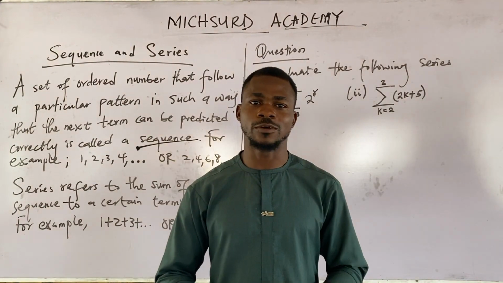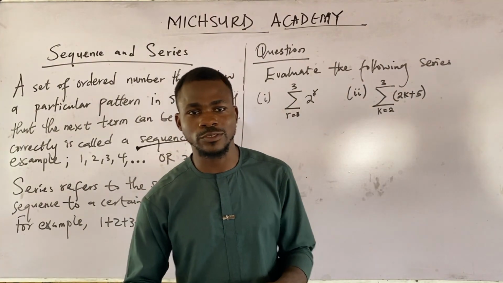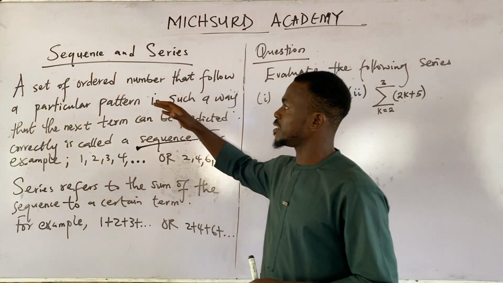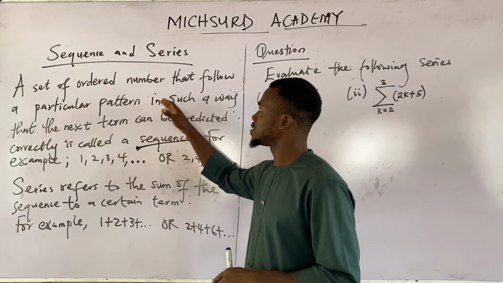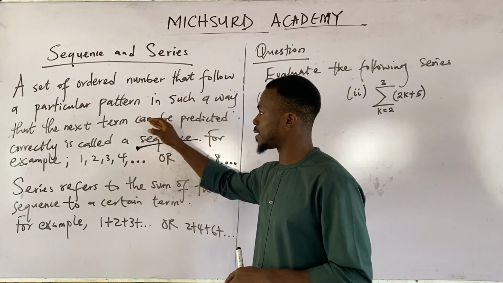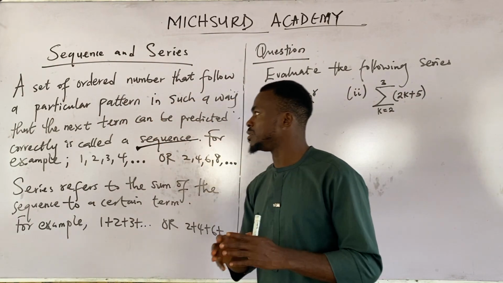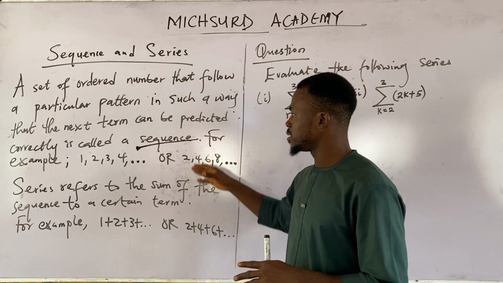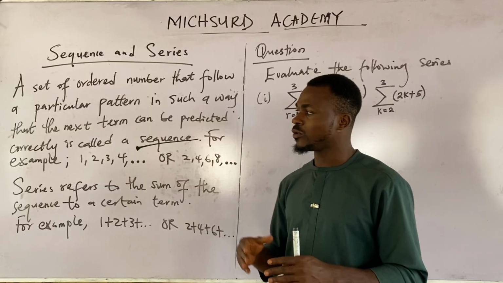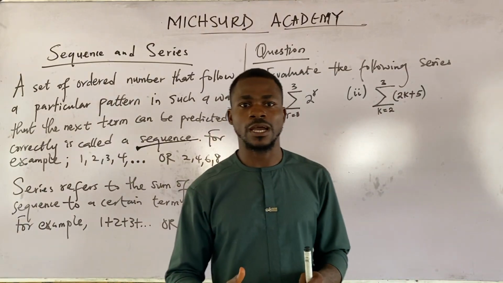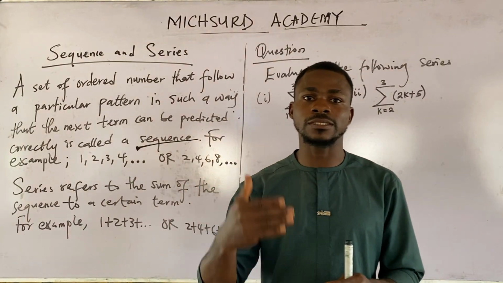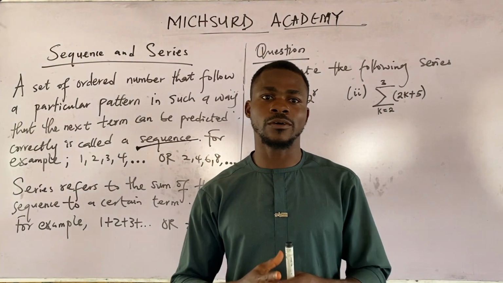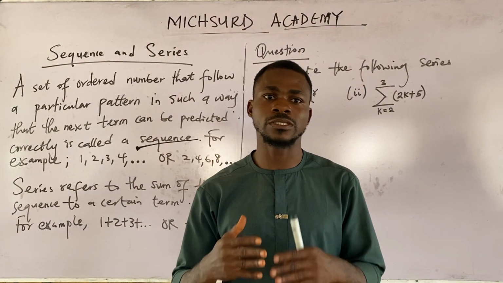Hello everyone, welcome to today's class. So today we are going to be looking at sequence and series. Now, a set of ordered numbers that follows a particular pattern, in such a way that the next term can be predicted correctly, is called a sequence. So if we have a set of numbers and we can predict the next term, such a set of numbers is referred to as a sequence.